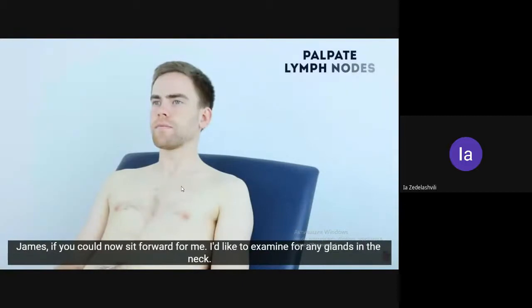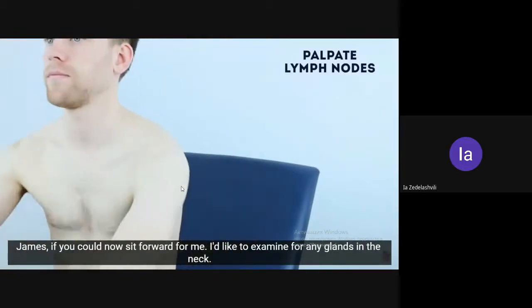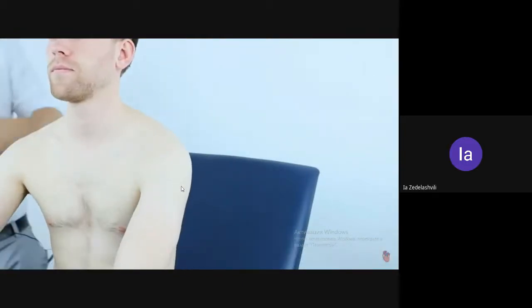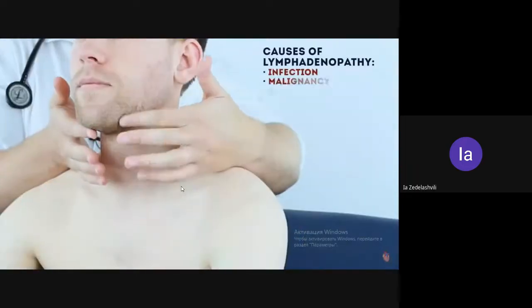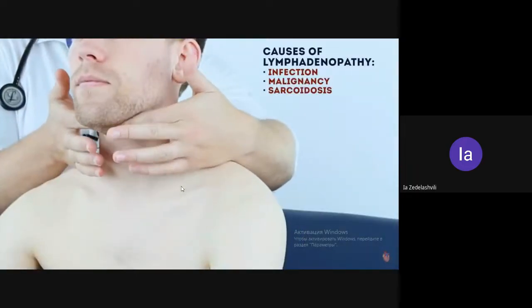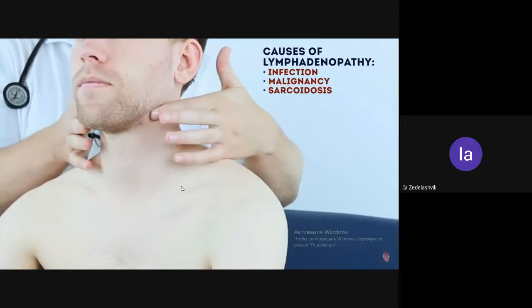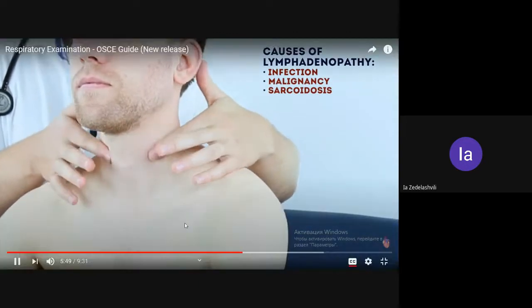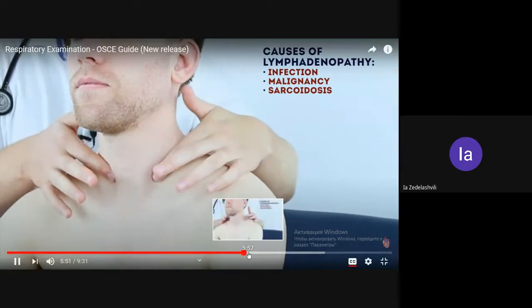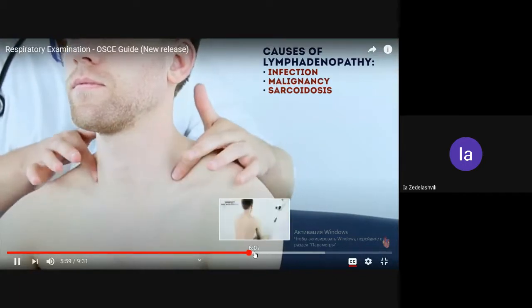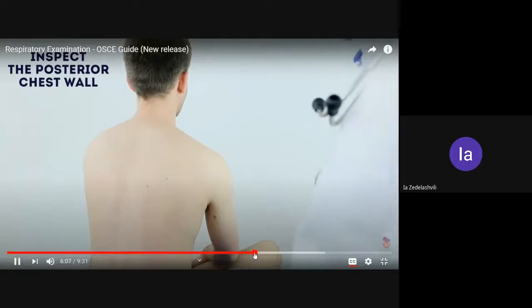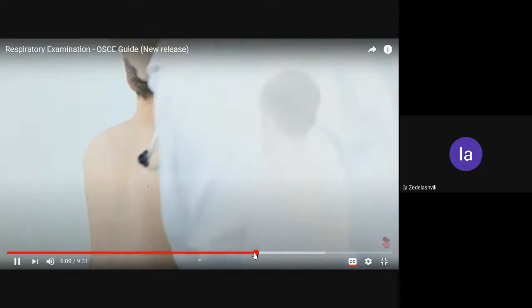James, if you could now sit forward for me. I'd like to examine for any glands in the neck. You remember we do it in the head and neck examination, so I think it's not important right now. Let's see then. I need the posterior part. So from the back side, the same.